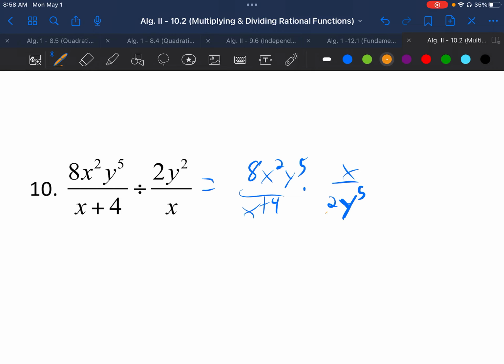We can say, okay, 8 and 2, 1 and 4. And someone might say 4 and 4. No, no, no, no, no. This 4 is not multiplying, it is adding. Cannot do that. Okay, so that's all the numbers we can do. So I'm just going to get a 4 there.